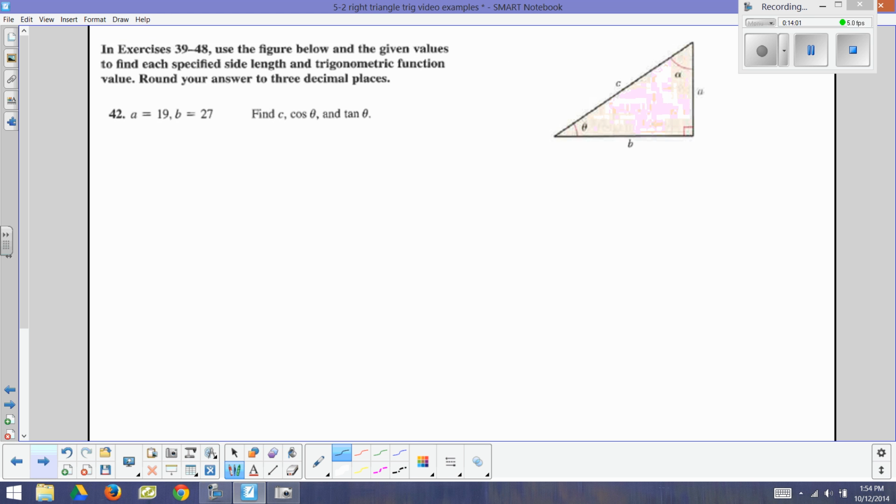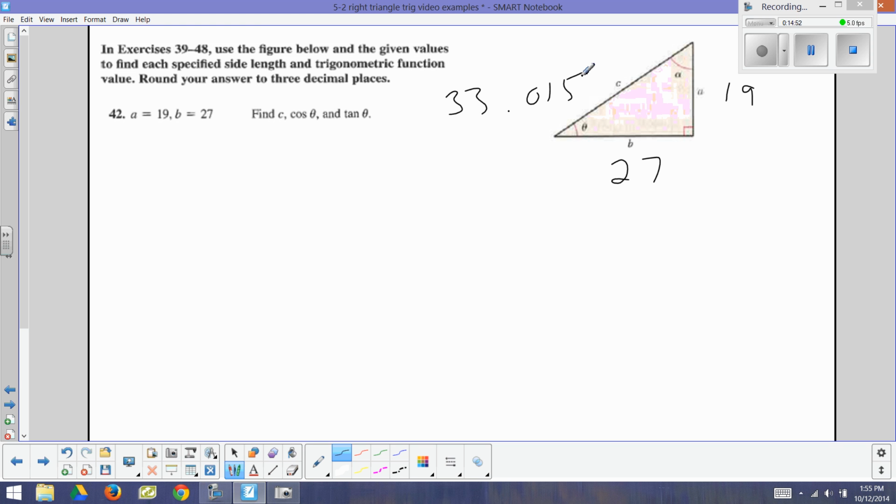Use the figure below and the given values to find each specified side length and trigonometric function value. Round your answers to 3 decimal places. So when I use this picture here, A is 19. B, whoops, is 27. So if I want to find C, I would take the square root of 27 squared plus 19 squared. And you'll get about 33.015.